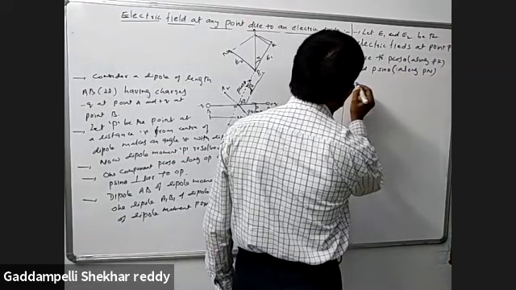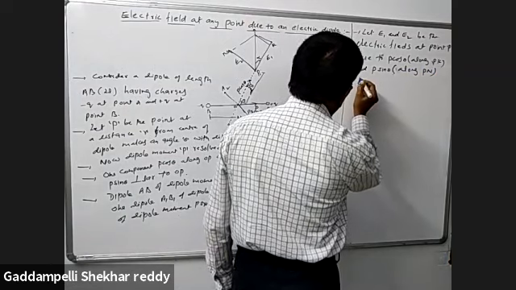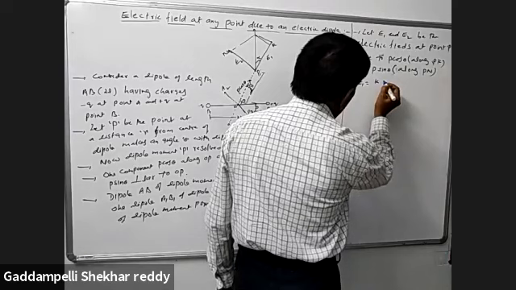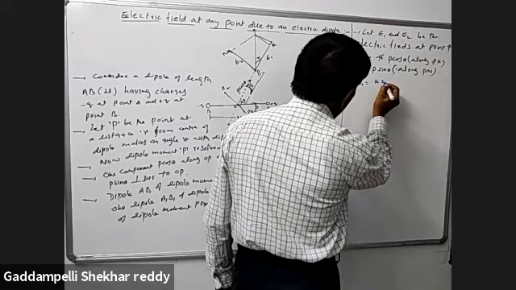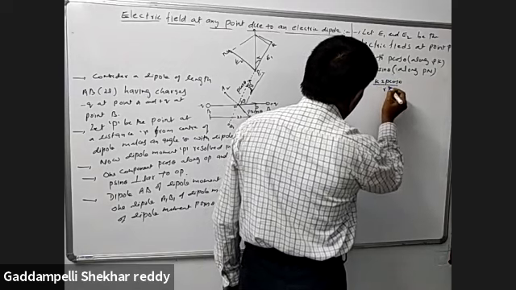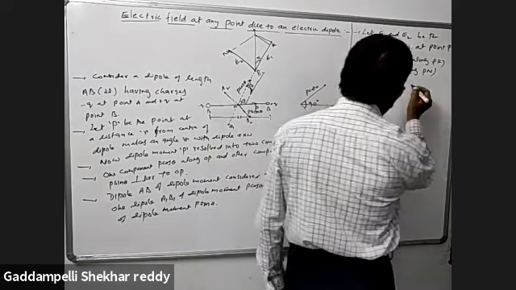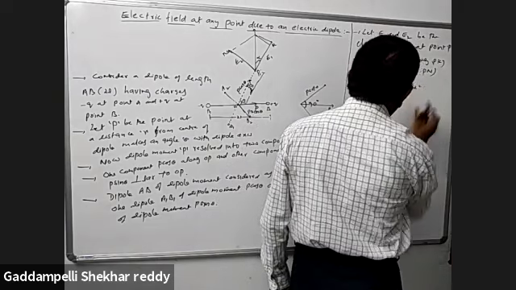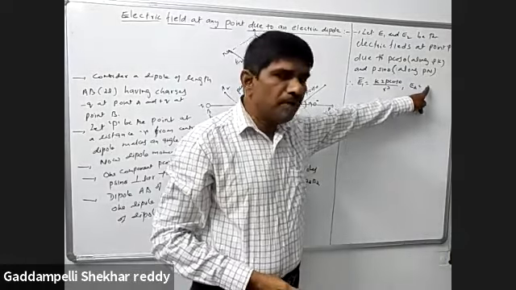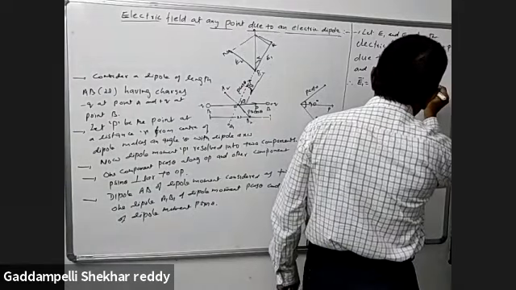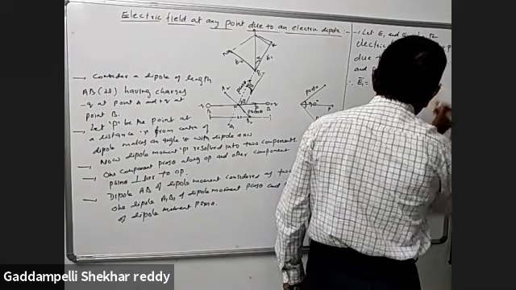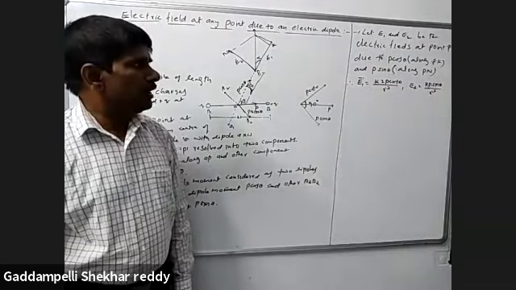Therefore, E1 bar is equal to K times 2P cos theta by R cube, on the axial line. The second one, E2 on the equatorial line, is KP by R cube, but here P is replaced by P sin theta. So E2 is KP sin theta by R cube.